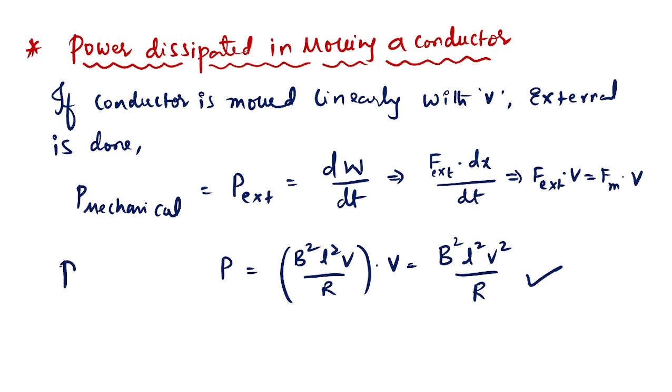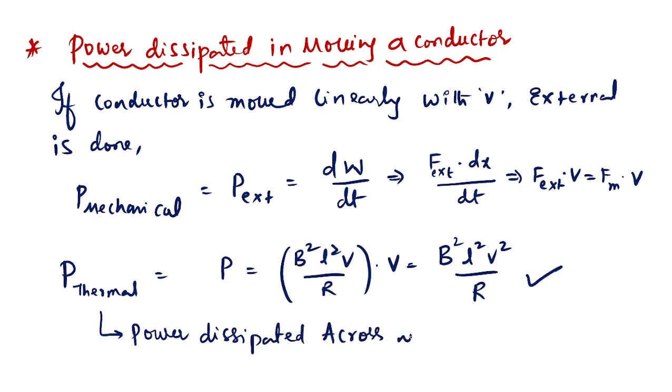So this is also equal to thermal power, also we can call it. Power dissipated across the resistor. Same one. Noted?